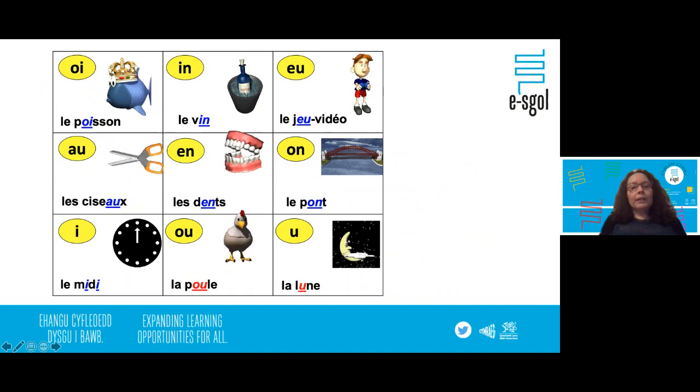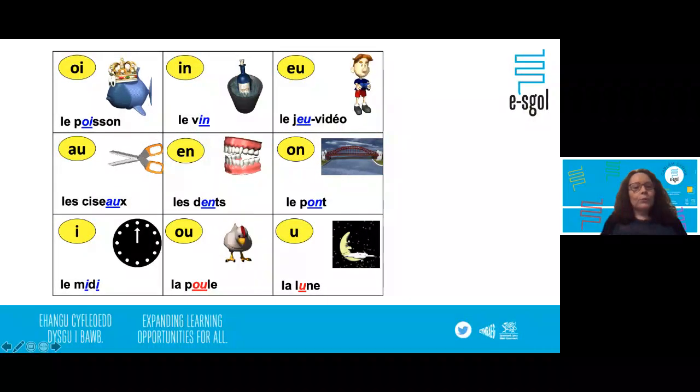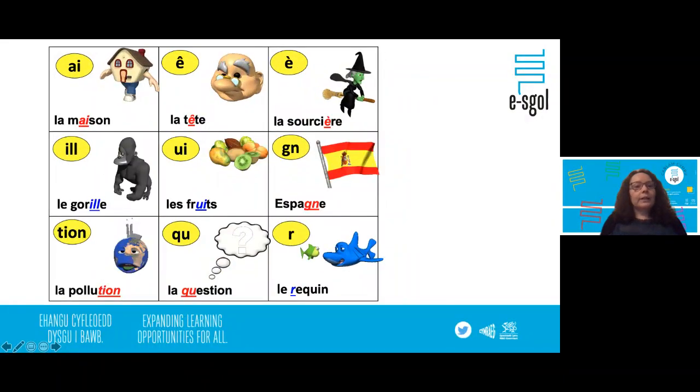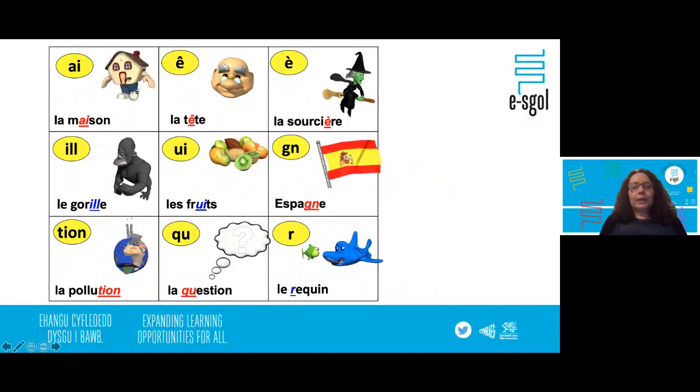And there are a couple more again here. So we have poisson, vin, jeux vidéo, les ciseaux. So the X is silent there. Les dents, le pain, le midi. So this is more of an alphabet kind of thing. Le midi, la poule, and la lune. Okay, and then we have another one. So la maison, la tête, la sorcière, le gorille, les frilles, Espagne, la pollution, la question, le requin.